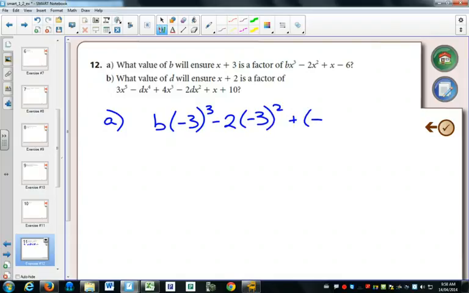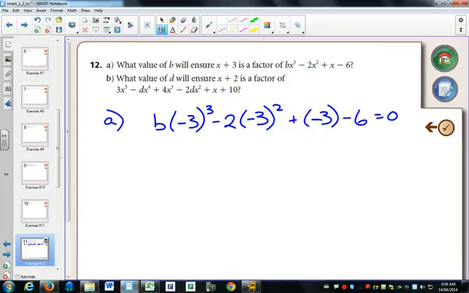Then according to the factor theorem, it should equal 0. So the factor theorem says if you plug in that value, and it is a factor, you should have it equal to 0. And this question in A says, we want it to be a factor, so plugging in minus 3 will give us 0 as an answer.